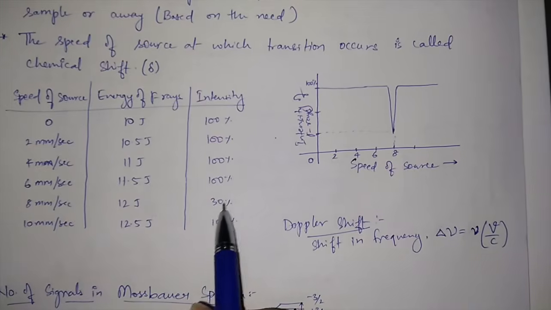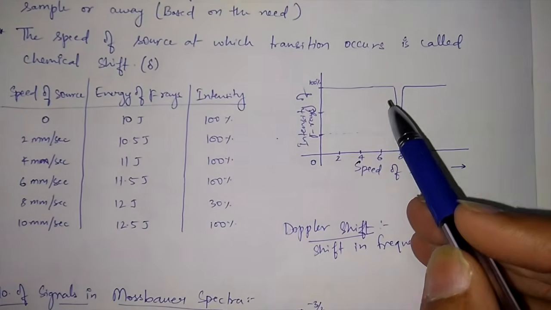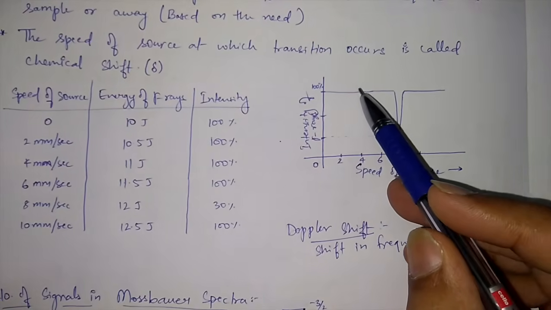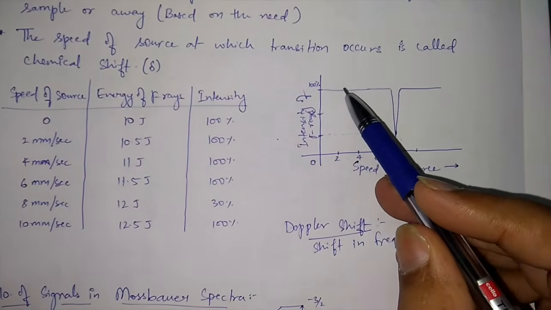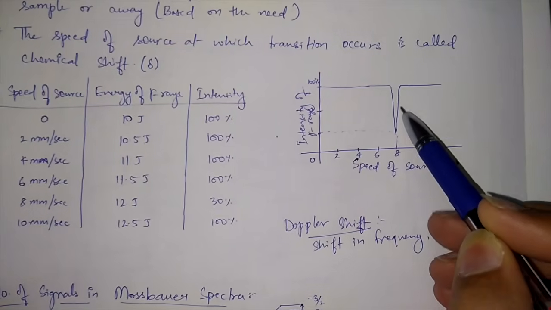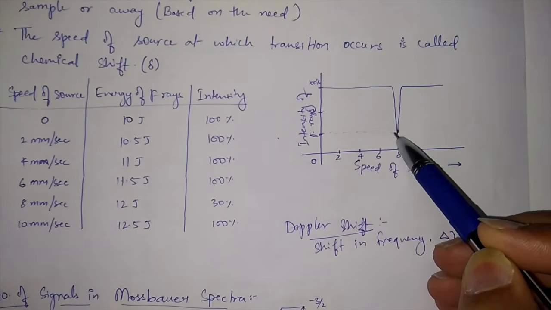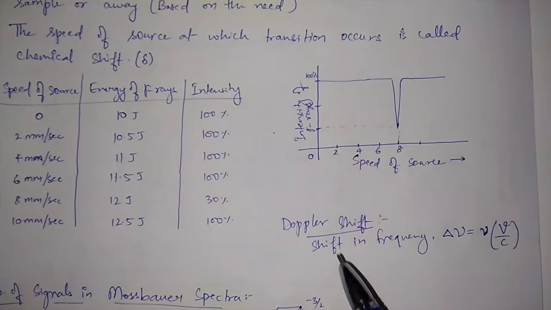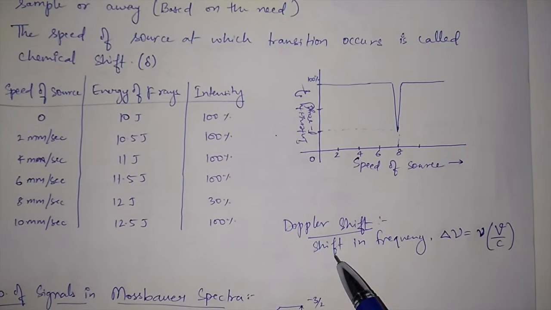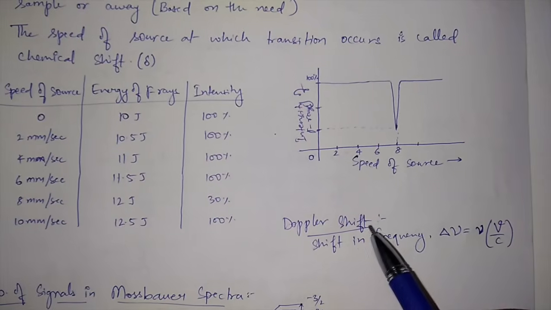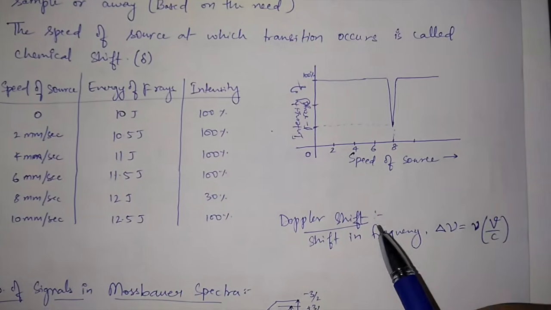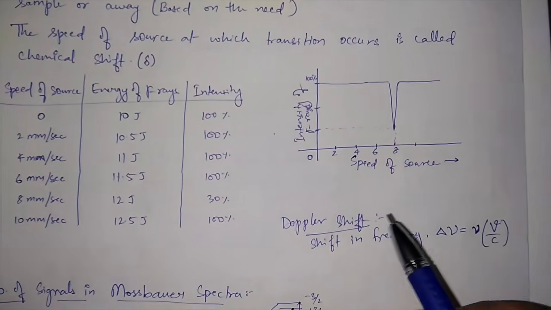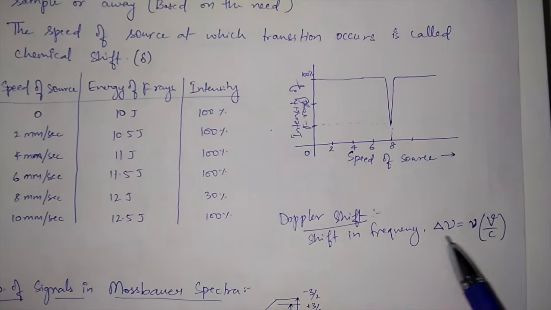So this is how you are going to get the signal, and this signal will look something like this. See, over here the intensity is 100%, but as the speed is slowly increasing, the intensity has now decreased at this point, at which the speed at which the transition has occurred. Now this is what we call Doppler shift, because we are moving the source with respect to the sample, and that will increase the frequency. The energy, as I told you, is expressed in the form of frequency. So I'll talk about frequency over here.